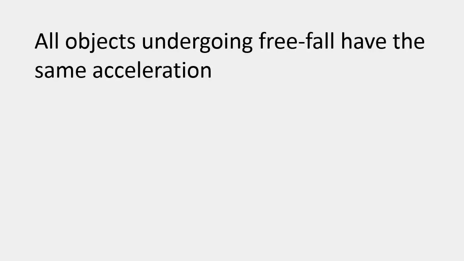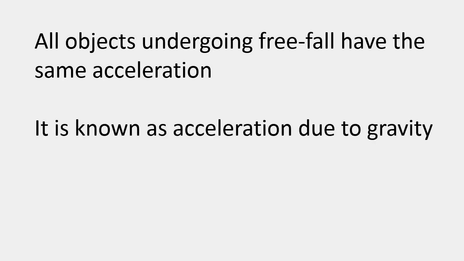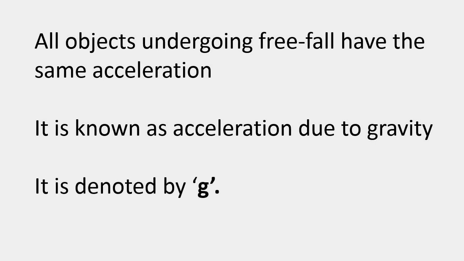So how can we summarize this? All objects undergoing free fall have the same acceleration. सारे objects जो गिरते हैं, they fall with the same acceleration. It is known as acceleration due to gravity. ये जो common acceleration है सारे सामान के लिए, it is known as acceleration due to gravity. It is denoted by G. Small g उसका symbol है, symbol for acceleration due to gravity.